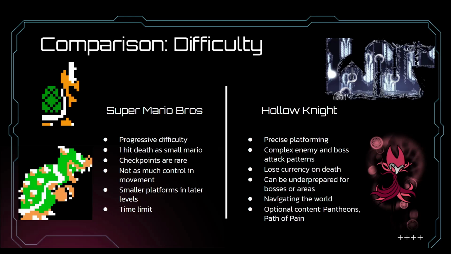Enemy attack patterns are also much more complex and harder to learn in Hollow Knight, and there are a lot more enemies. In Mario, you have time pressure to worry about, so you have to move quickly, which increases difficulty as well. And in Hollow Knight, you also have optional content like DLC bosses and platforming areas like Path of Pain, which force the player to master pretty much every single mechanic in the game.